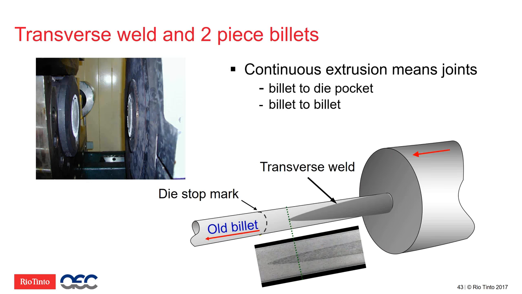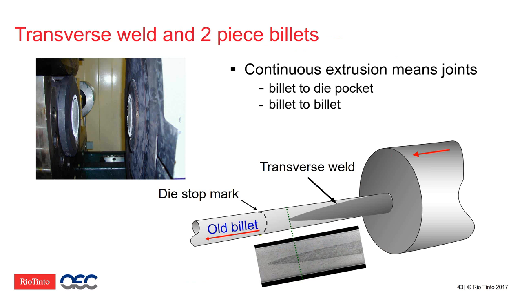So look, any continuous extrusion has transverse weld, okay? Except the first billet on a new die that is loaded inside the press, any consecutive billet will have transverse weld, because the transverse weld is simply the junction between the metal left inside the die and the front of the new billet. So when those two metals get together, they create what's called a transverse weld when it's extruded.